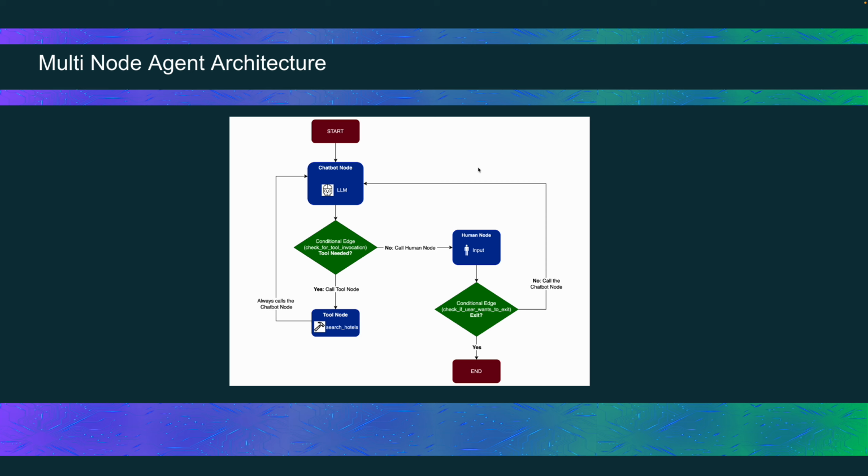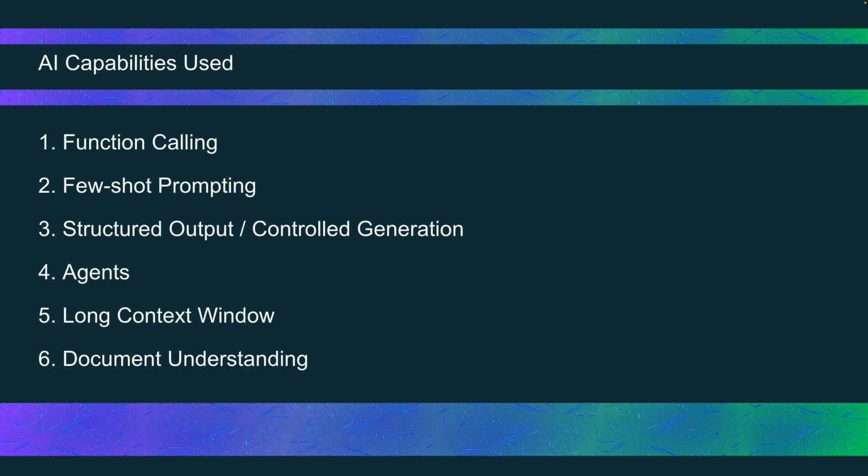This is built using a multi-node agent architecture, where each node is responsible for a specific task, such as handling conversations, invoking tools, or handling user input. To implement this architecture, I used LangGraph, a framework designed specifically for building stateful multi-step AI workflows. To bring this vacation planner to life, I used a combination of powerful generative AI capabilities. Function calling. This allows the agent to interact with external tools or services like APIs or databases to fetch information based on what the user asks.